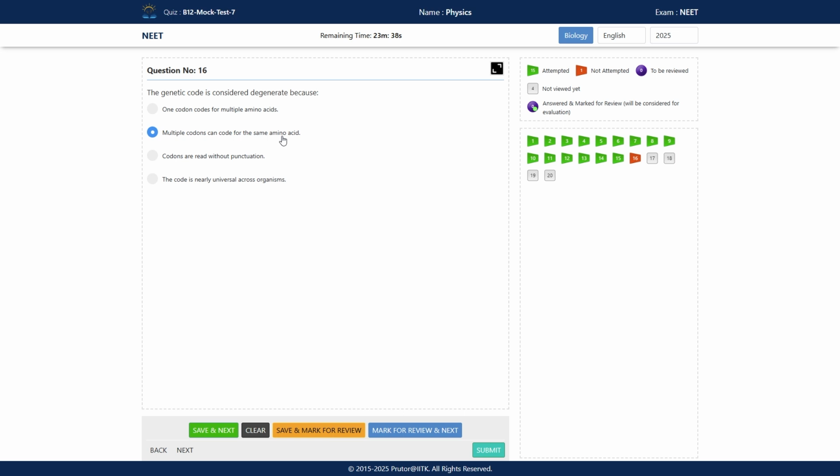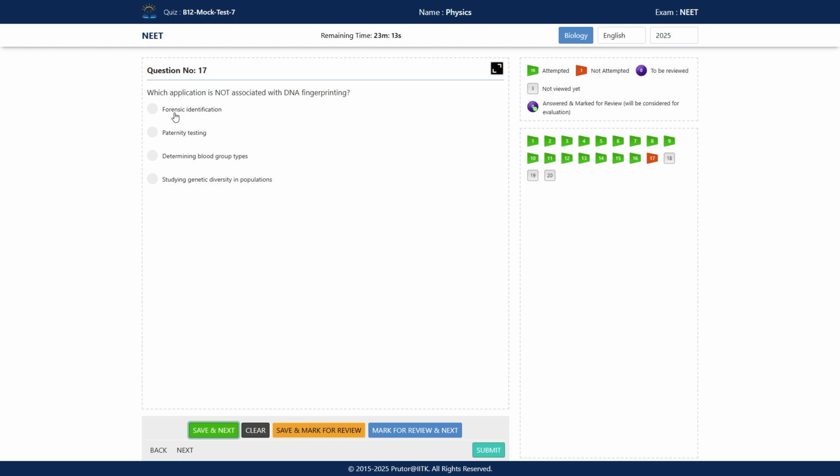Option number B is the correct answer here. Multiple codons can code for the same amino acid. This is known as degeneracy of the genetic code. So we have 64 codons, but we have only 20 amino acids because multiple codons can code for the same amino acids.